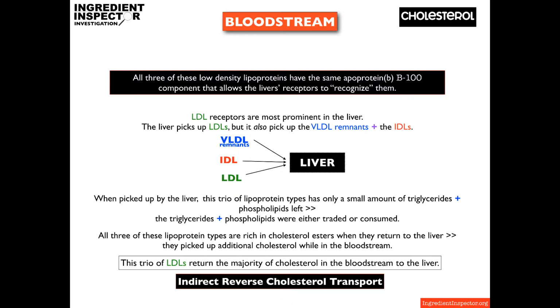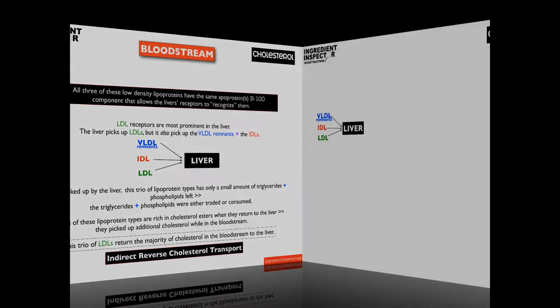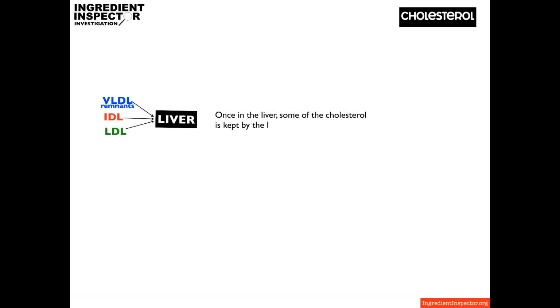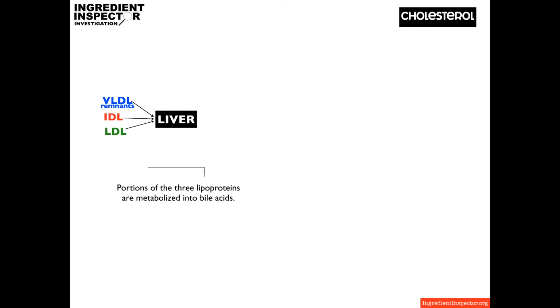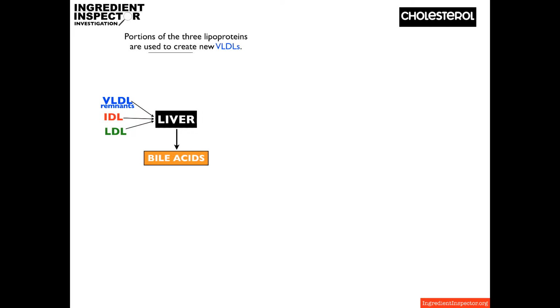For a long time, it was believed that HDL solely did the job of bringing cholesterol back to the liver, but we now know that these LDLs also return cholesterol to the liver. So once in the liver, some of the cholesterol from these items is kept by the liver to incorporate into its cell's membranes. Portions of the three lipoproteins are metabolized into bile acids. Portions of the three lipoproteins are also used to create new, very low-density lipoproteins.